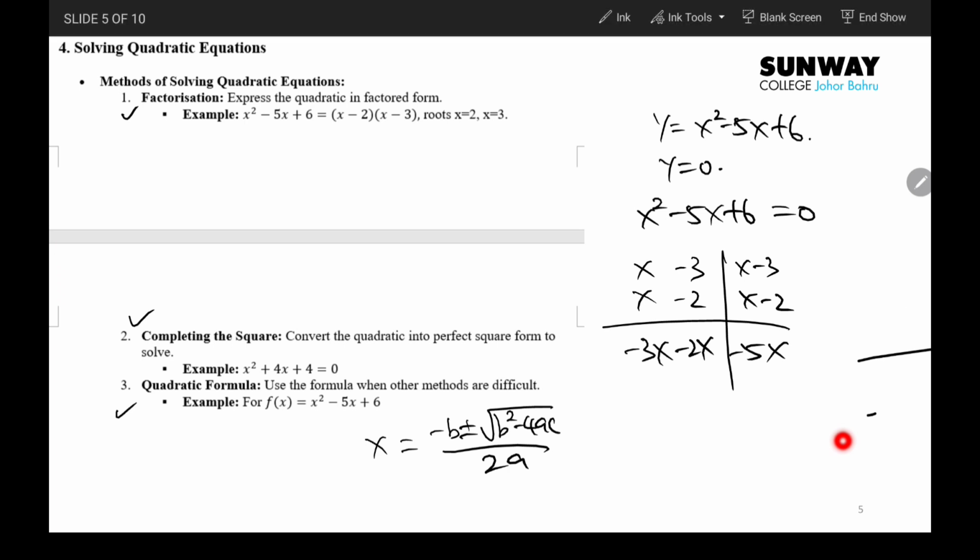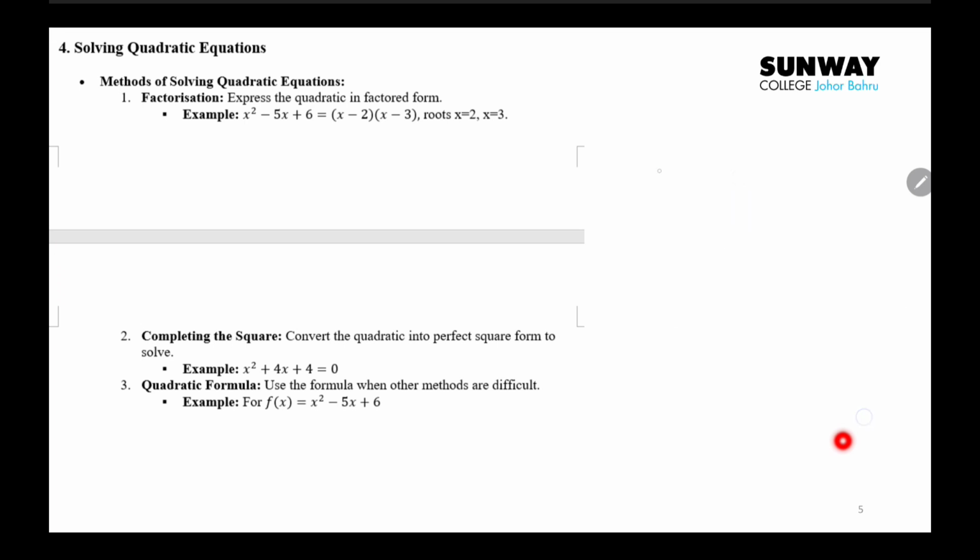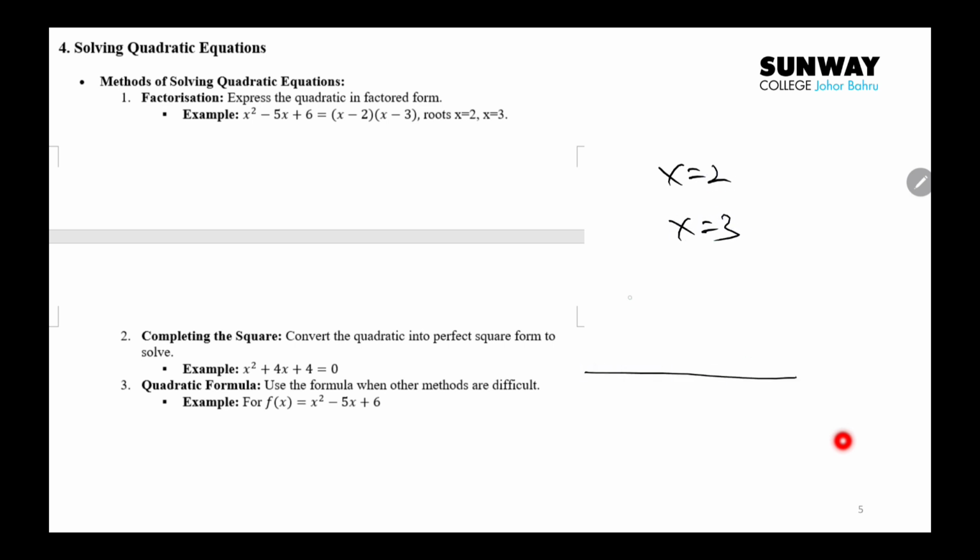So using one of the three different methods, you will still get the same answer of x equals 2, x equals 3. So this particular quadratic equation will cross the x-axis at these two particular spots, x equals 2 and x equals 3.